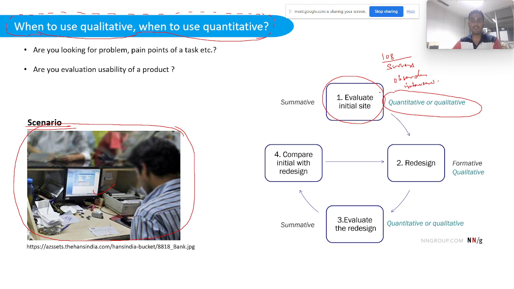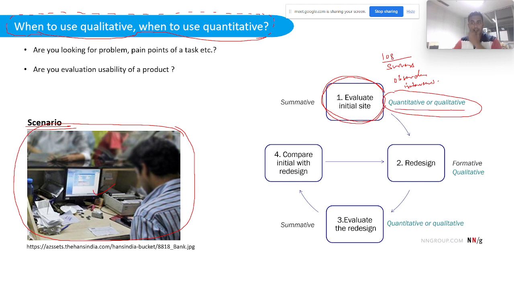So when you try to evaluate anything, you can choose quantitative or qualitative depending upon your objective, and also you can combine both as a mixed method approach.